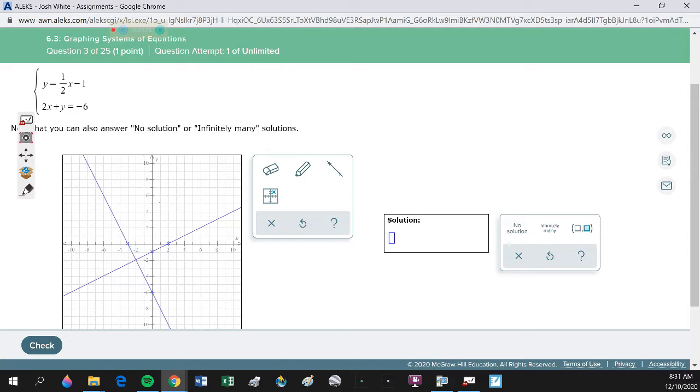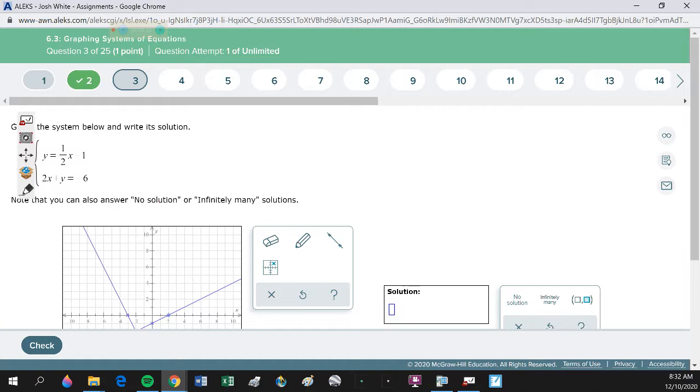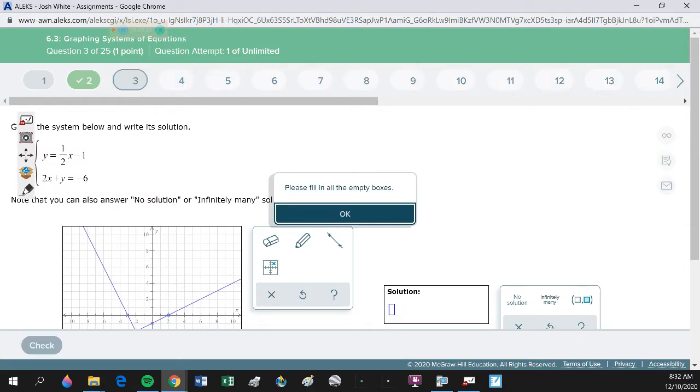If they're the same line, we write infinitely many solutions. If they're parallel, then we click no solutions. Yeah, you just type in.